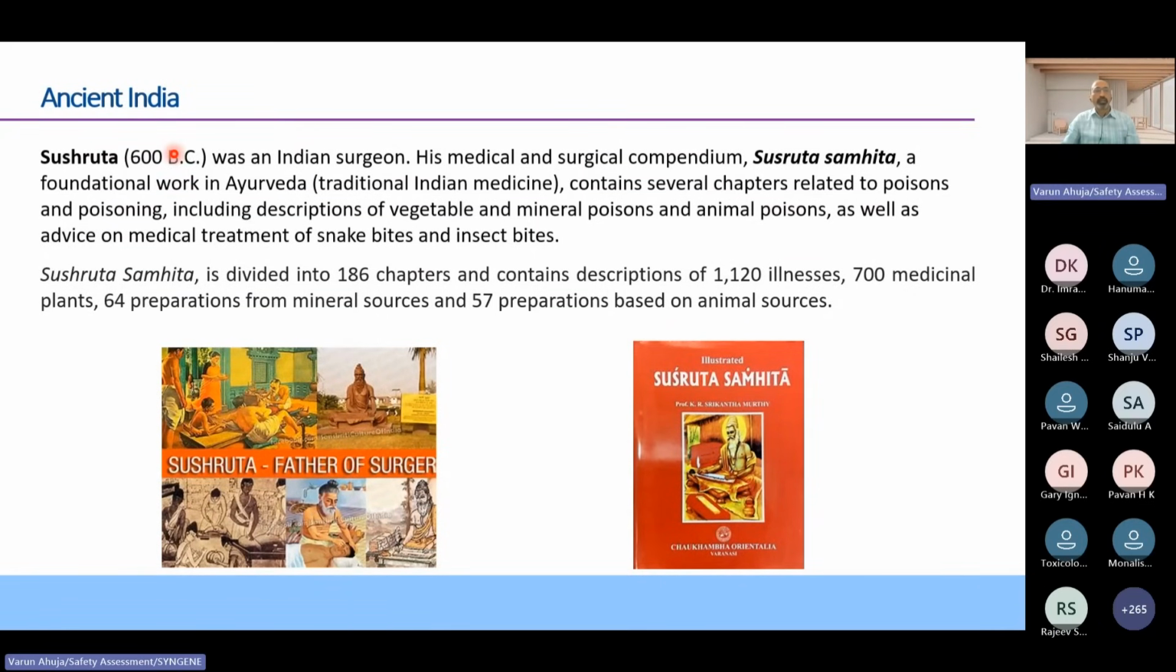Then in ancient India, Sushruta, around 600 BC, was an Indian surgeon. His medical and surgical compendium, which is called Sushruta Samhita, a foundational work in Ayurveda, contains several chapters related to poisons and poisoning, including descriptions of vegetable and mineral poisons and animal poisons, as well as advice on medical treatment of snake bites and insect bites. Sushruta Samhita is divided into 186 chapters and contains descriptions of 1120 illnesses, 700 medicinal plants, 64 preparations from mineral sources, and 57 preparations based on animal sources. So you can see this was quite a descriptive book with a lot of information.